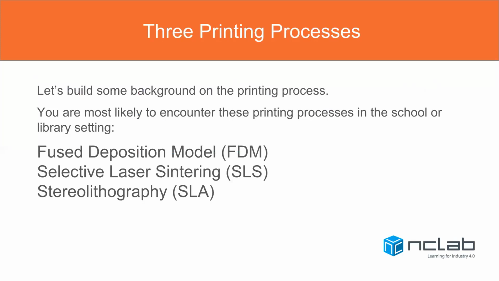The first one is fused deposition model, and these are your MakerBots. I always think of it as plastic spaghetti. It's got a filament, it melts it and drips it onto a little platform, and that's how you build your model. The second one is selective laser sintering, and the third one is stereolithography. Some of these are still mostly in the commercial range, but they're starting to hit the desktop, so you're likely to see them. So let's look at these in more detail.